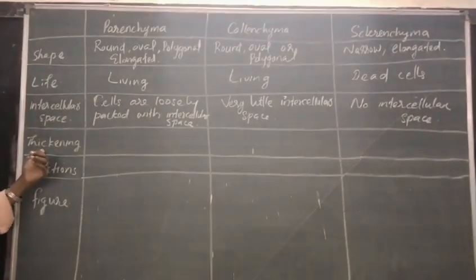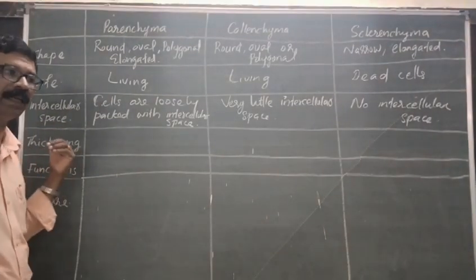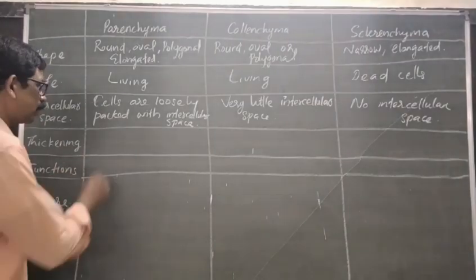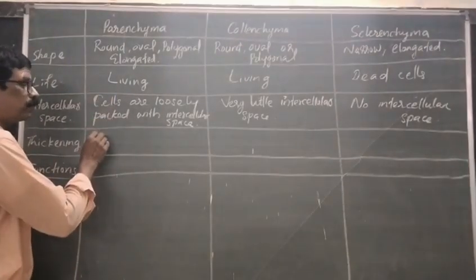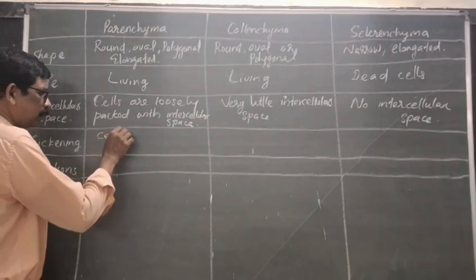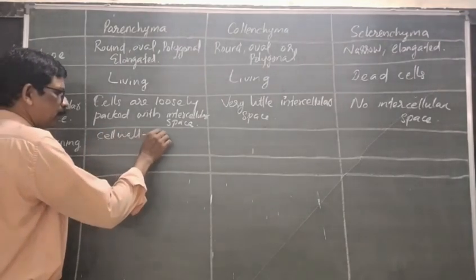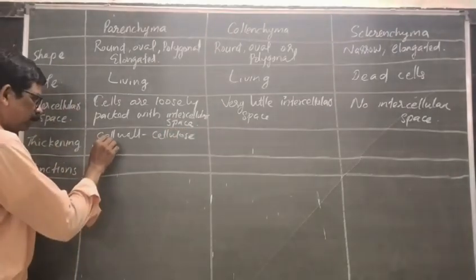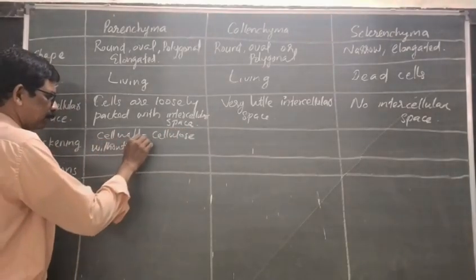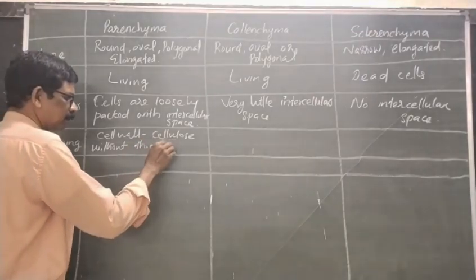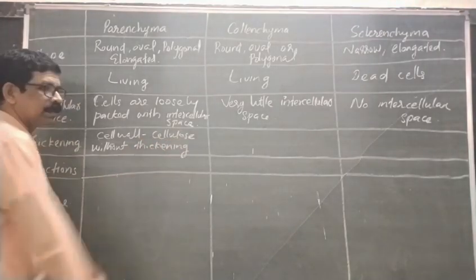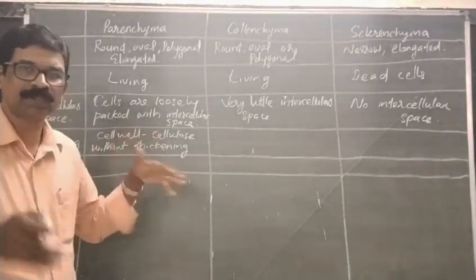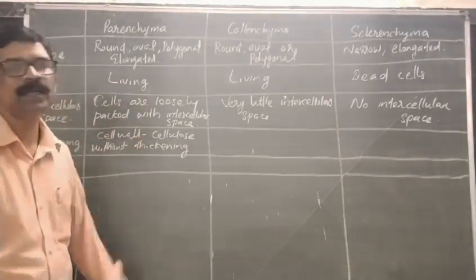And another point is the thickening of the cell wall. Here, the cell wall is made of cellulose without any thickening. So in case of parenchyma, the cell walls do not have any thickening, and as usual in plant cells, it is made of cellulose.